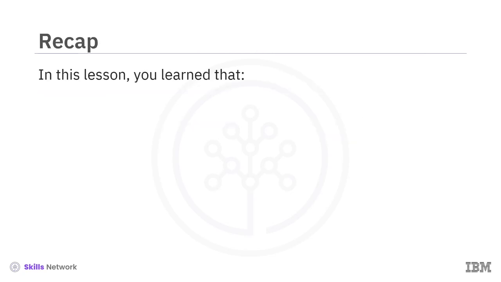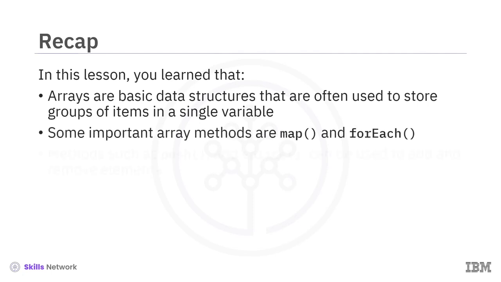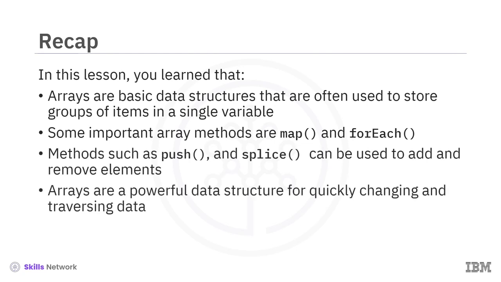In this lesson, you learned that arrays are basic data structures that are often used to store groups of items in a single variable. Some important array methods are map, which makes it easier to make new arrays by applying a function to each element, and forEach, which runs a function on each array element without creating a new array. Also, push and splice methods can be used to add and remove elements. Arrays are a powerful data structure for quickly changing and traversing data.